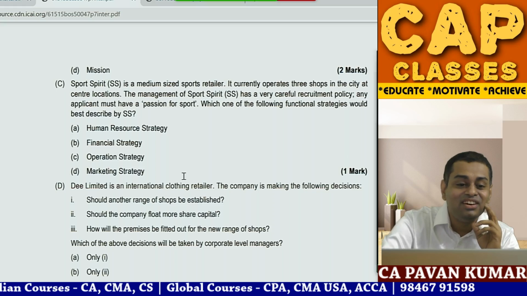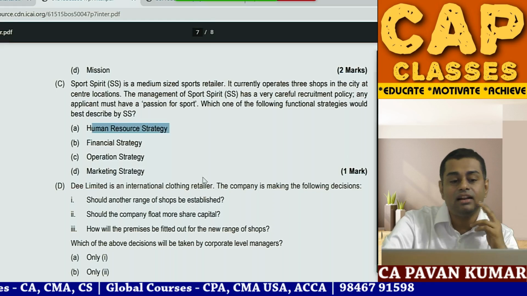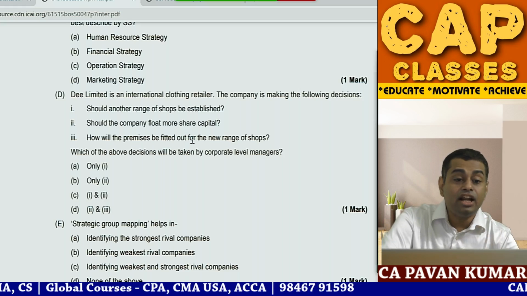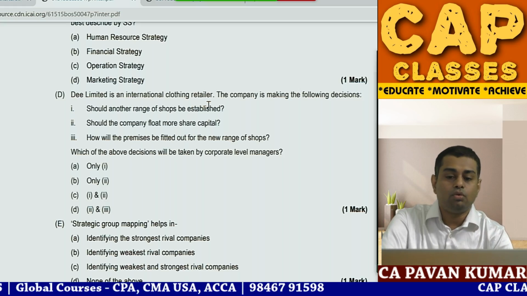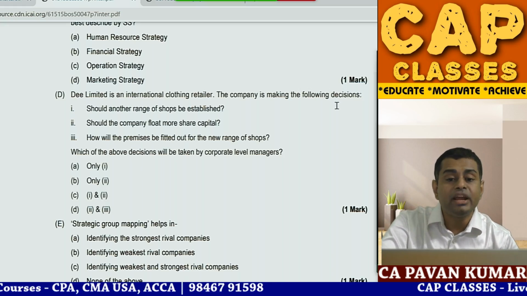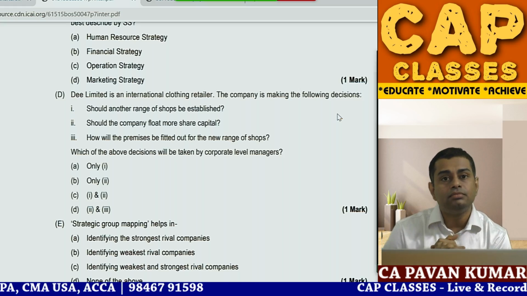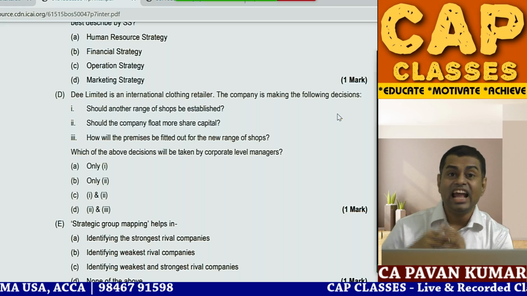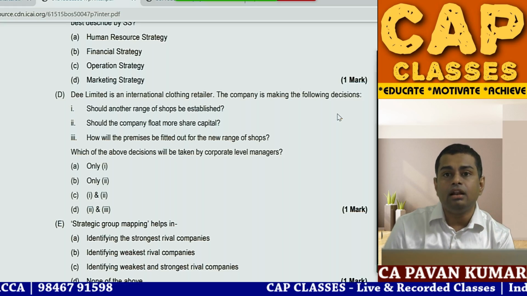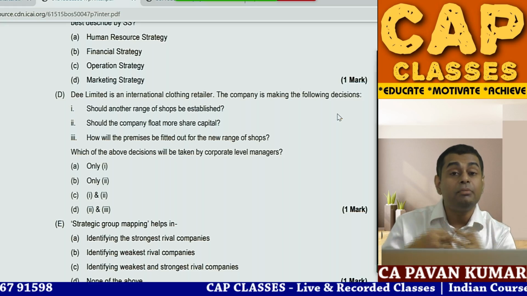Okay, so what is this? Recruitment policy, no? Recruitment policy means HR. Next, D Limited is an international clothing retailer. So what are you doing? International clothing retailer. Okay, the company is making the following decisions. One, should another range of shops be established? Shall I start new shops? Expansion. Should the company float more share capital? Shall I issue new shares? Shall I increase my share capital?